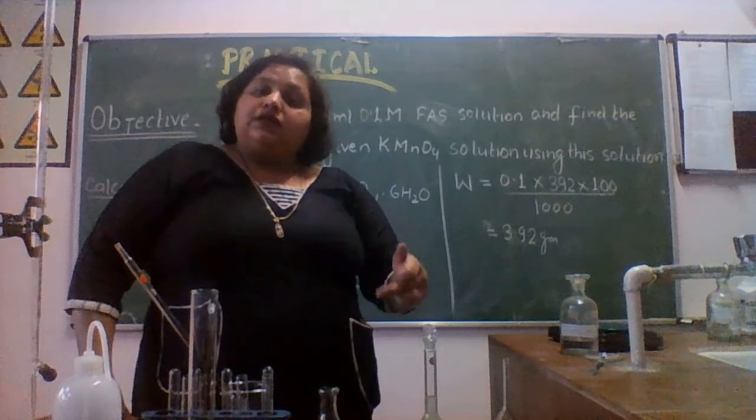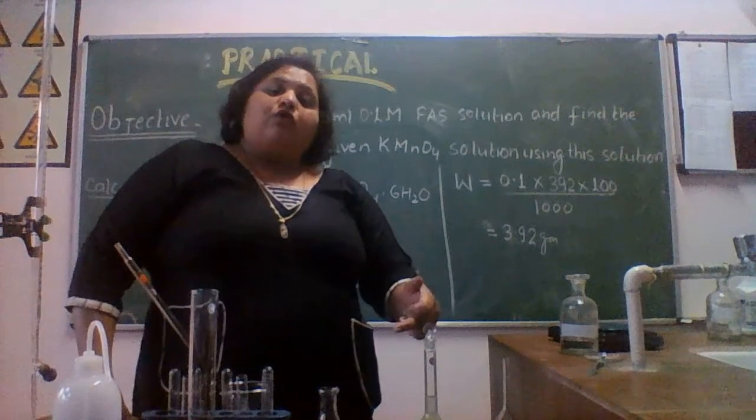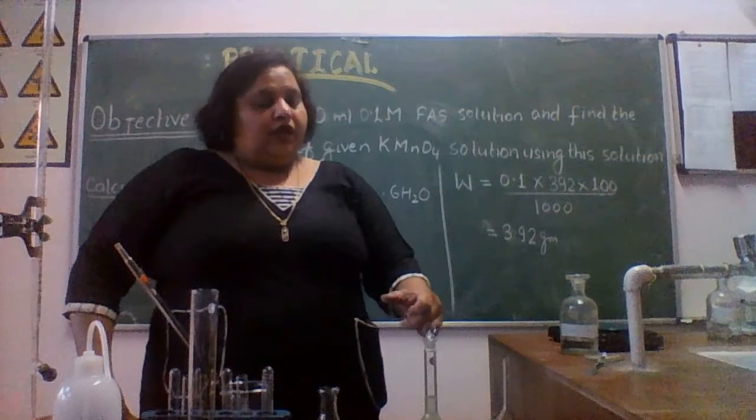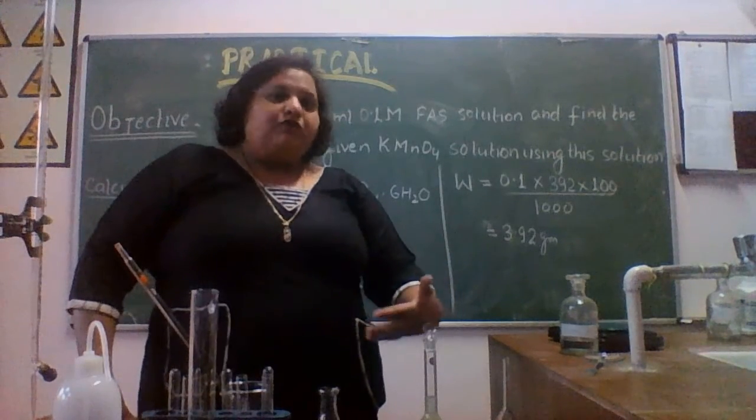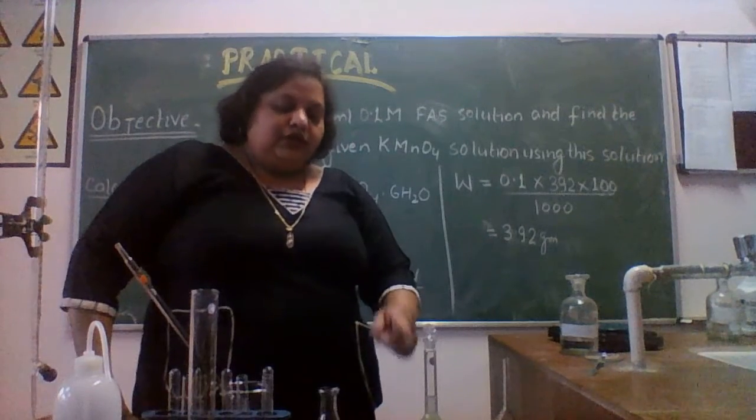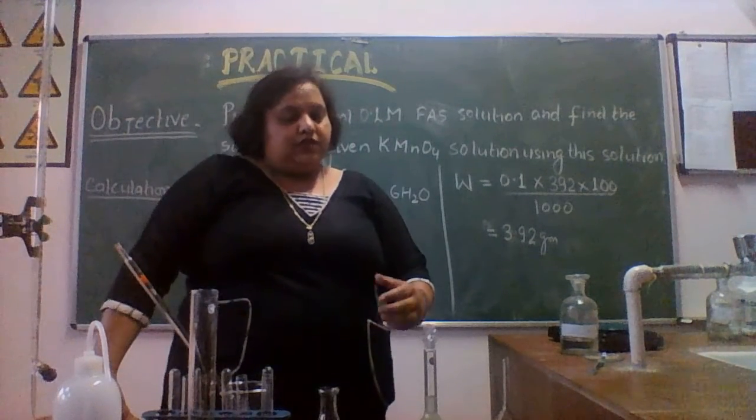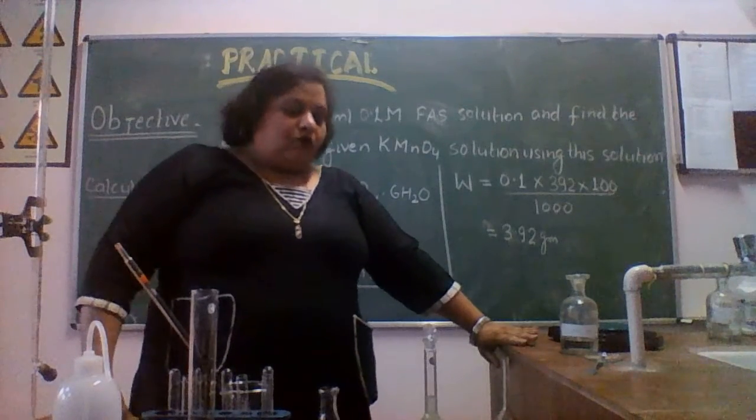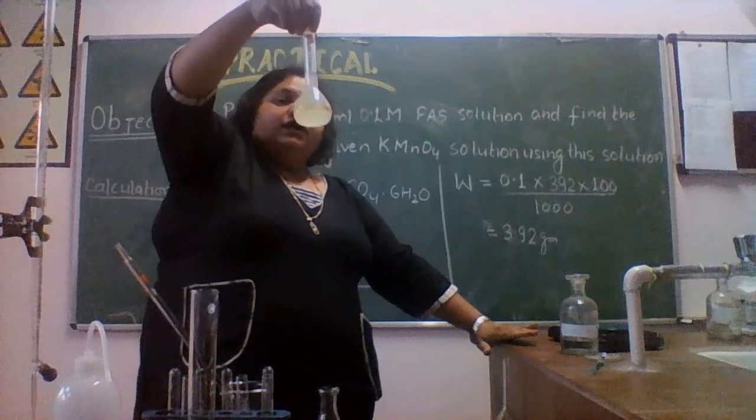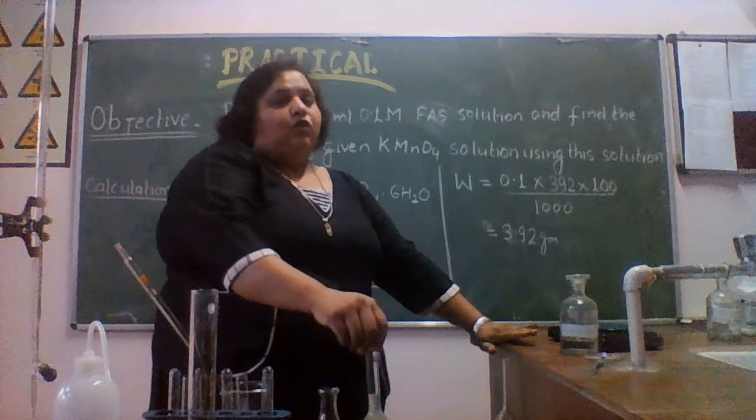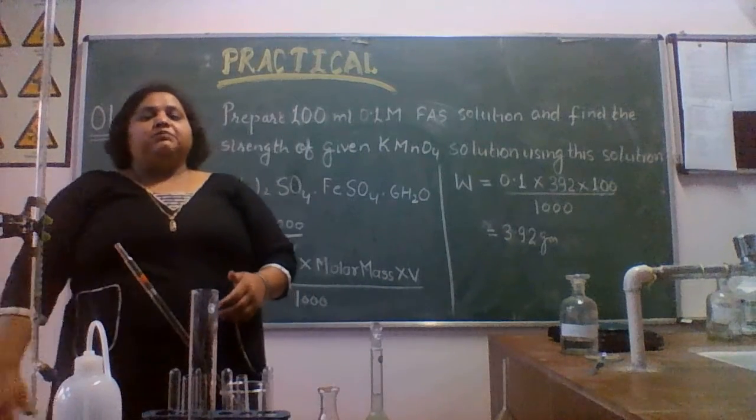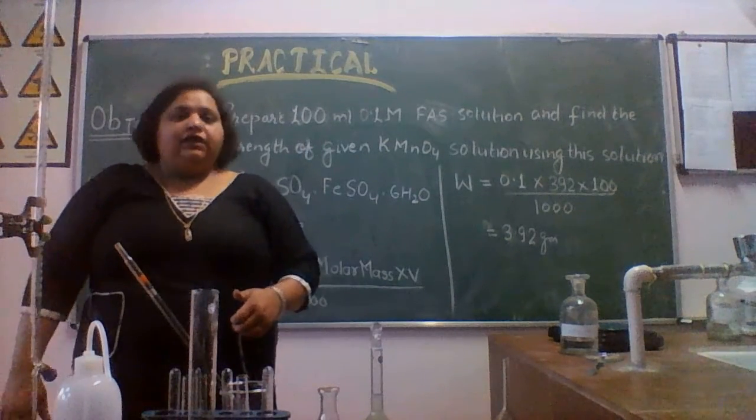Then you have to use the concentrated sulfuric acid to avoid the oxidation of the ferrous ammonium sulfate. As the paste of the ferrous ammonium sulfate is prepared, at that moment only you need to put in the sulfuric acid. After that, you add the water and make the level up to 100 ml or whatever the volume is needed, right? This is the first part of the experiment. The next part we will learn in the next class.